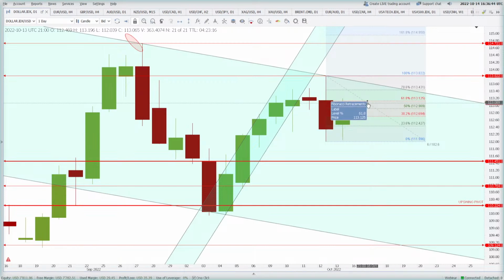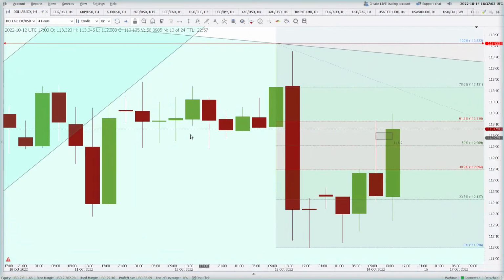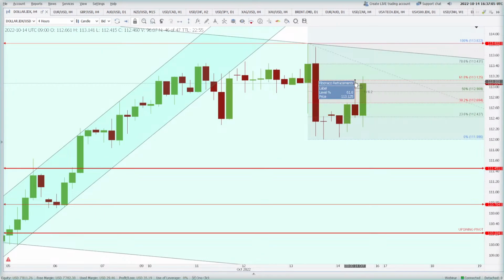Actually, if we close anything higher than 61.8% of this retracement, I think we should not be selling this market, at above 113.12. So we should always be looking for a selling opportunity below 61.8%, that is 113.12. When I switch to 4 hourly, you will see that this 61.8% is acting as a very good resistance, has given us a bearish pin bar.